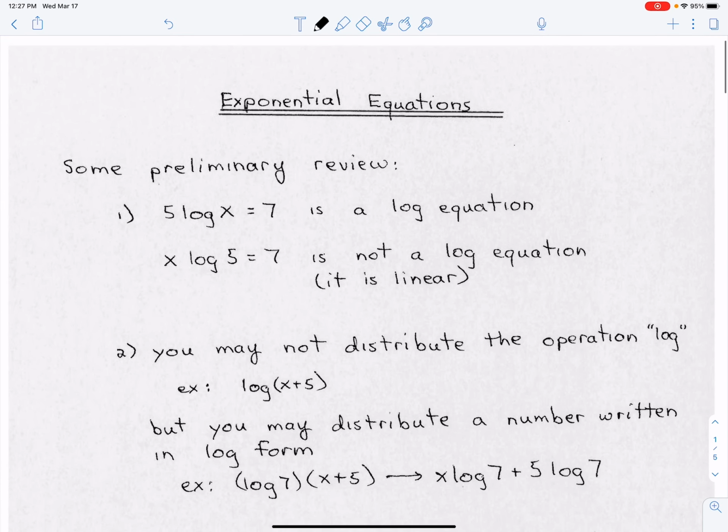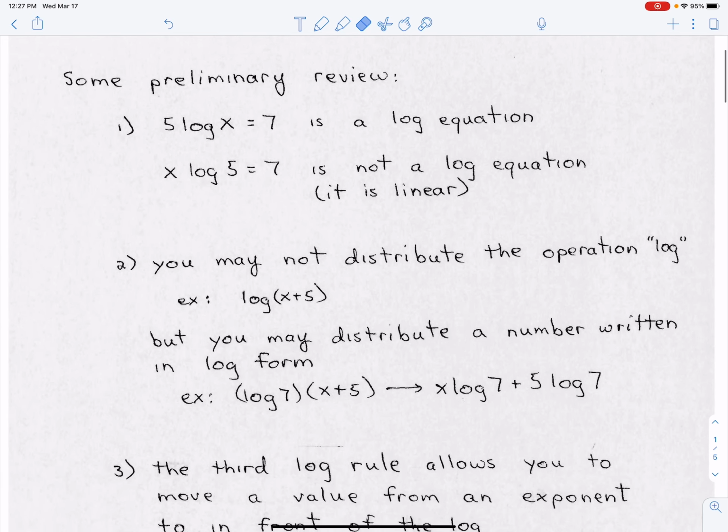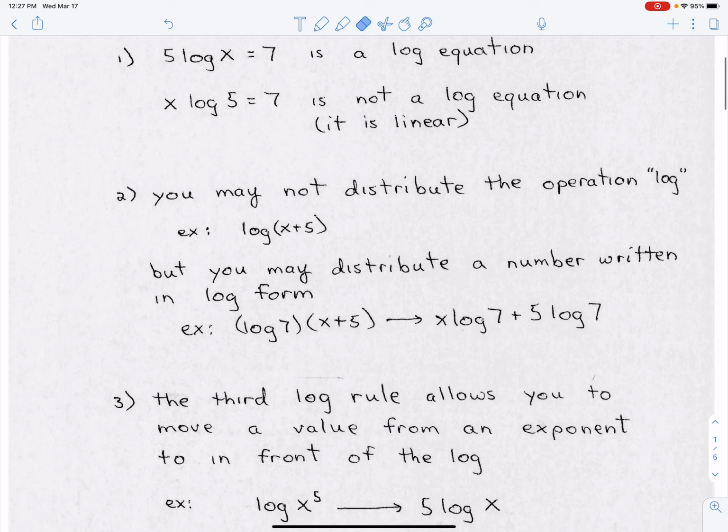Okay, couple preliminary ideas. Remember, this is a log equation. We're not dealing with that today. This is what we're going to end up dealing with today, and this is not a log equation. It's a linear equation. Why? Because we're not taking the log of the variable, right? It's just an x. Next, remember, you can't distribute the operation log, but you may distribute like the log of 7 because that represents a number.